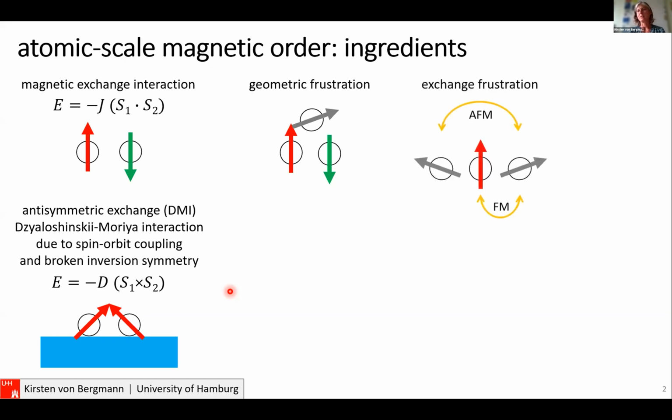Also, exchange frustration can lead to canting of spin structures, giving rise to magnetic states on the atomic scale. So in this example here, we're looking at this central spin, and if we have a ferromagnetic nearest neighbor interaction, but an antiferromagnetic next nearest neighbor interaction, again, we have a frustrated system. And for example, this can be a driving force for spin spiral formation, which can then, depending on the ratio of the different interactions, lead to nanoscale or atomic scale spin spirals.